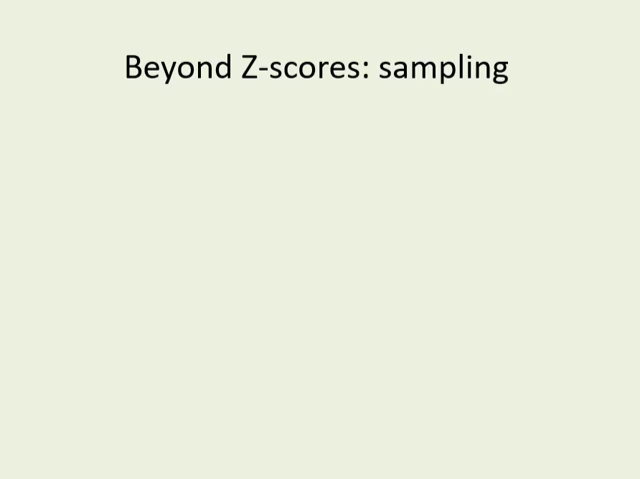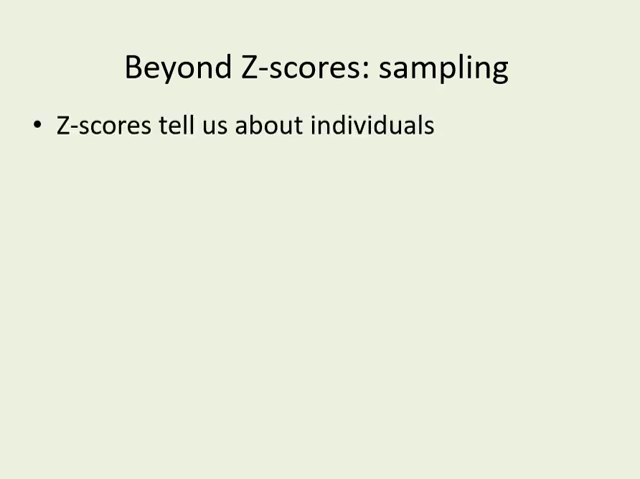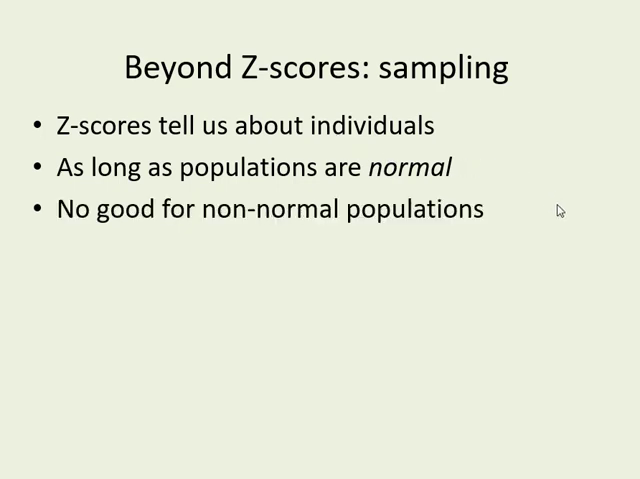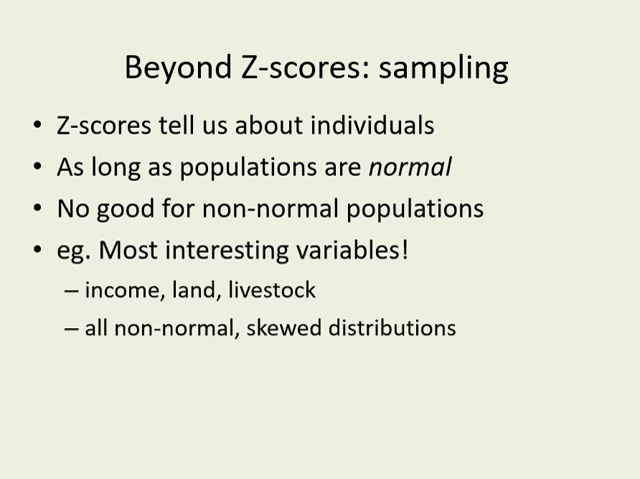Now, what we do next is we move beyond z-scores to what's called sampling. So the z-score is telling you about an individual. If you pick one tree, one person, one country, and how far above or below the mean is that. And it also deals with the assumption that you have populations which are normal. Now, unfortunately, z-scores are not so good for non-normal populations, and the more non-normal they are, the more hopeless z-scores are. And even more unfortunately, all of the most interesting variables tend to turn out to be non-normal.